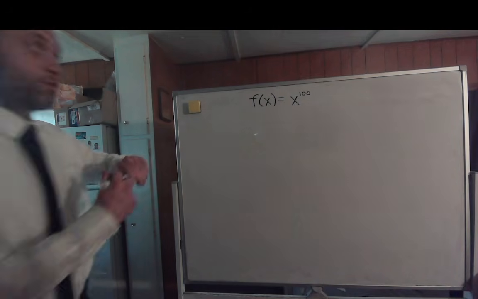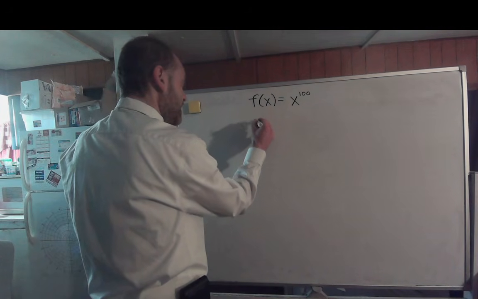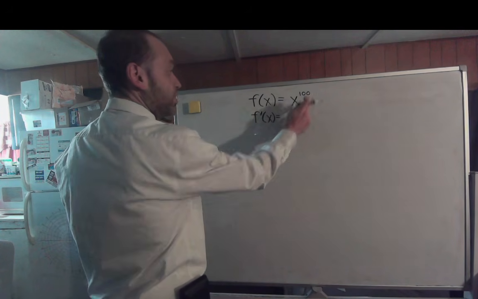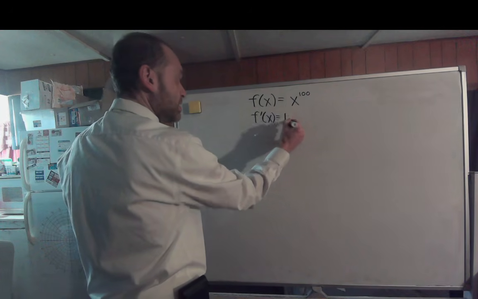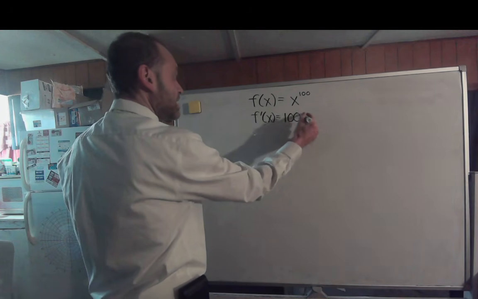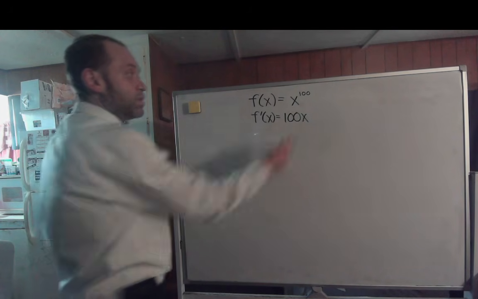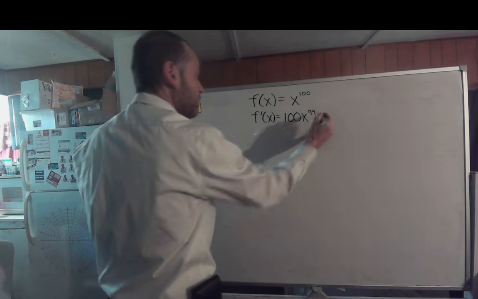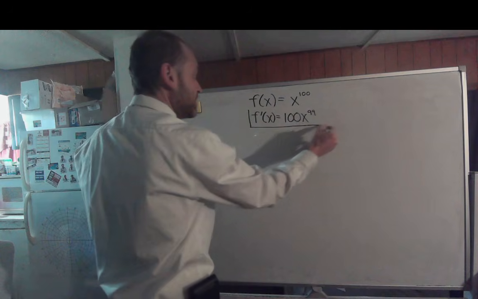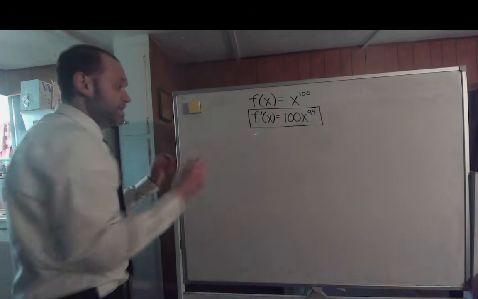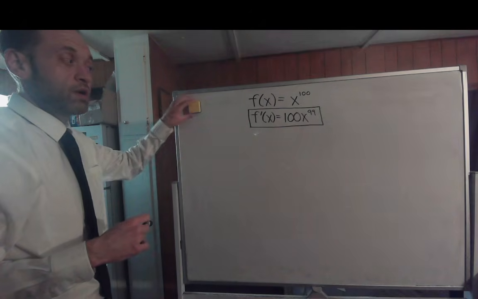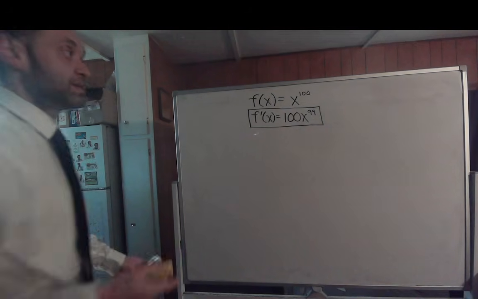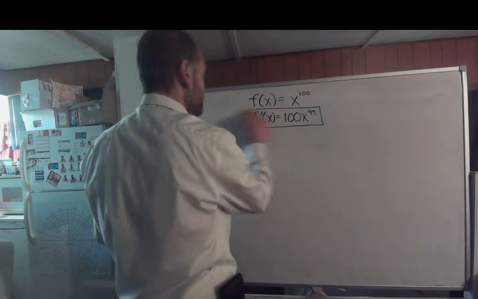The shortcut formula says that f prime of x equals that power of 100 brought down in front, so that'd be 100 times that x, and then you lower that 100 by 1 degree, that'd be to the 99th power. So f prime of x would equal 100 times x to the 99th power. So see how easy that is for the power rule? So much better than using the limit definition.